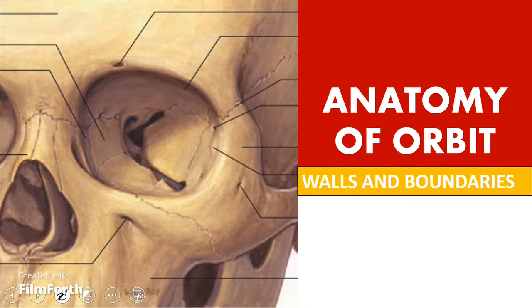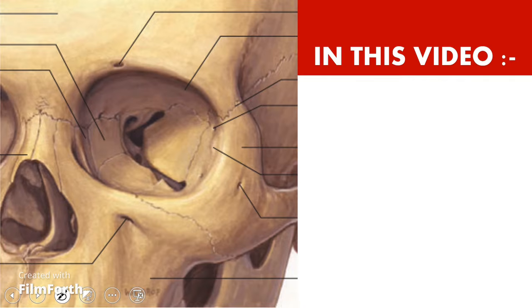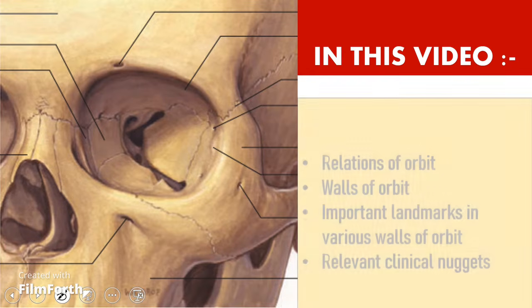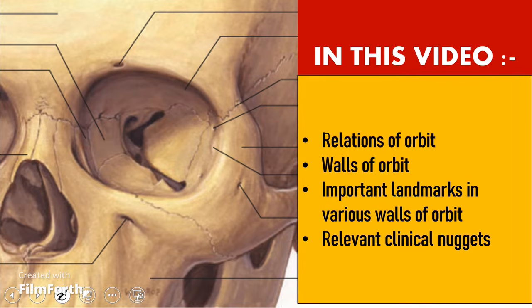Today we are studying the anatomy of orbit. In this video we shall be studying about the various bones which form the orbit, the different walls of the orbit, the relationships of the orbit to its surrounding structures, important landmarks which are present in the various walls of the orbit, and the relevant clinical nuggets.